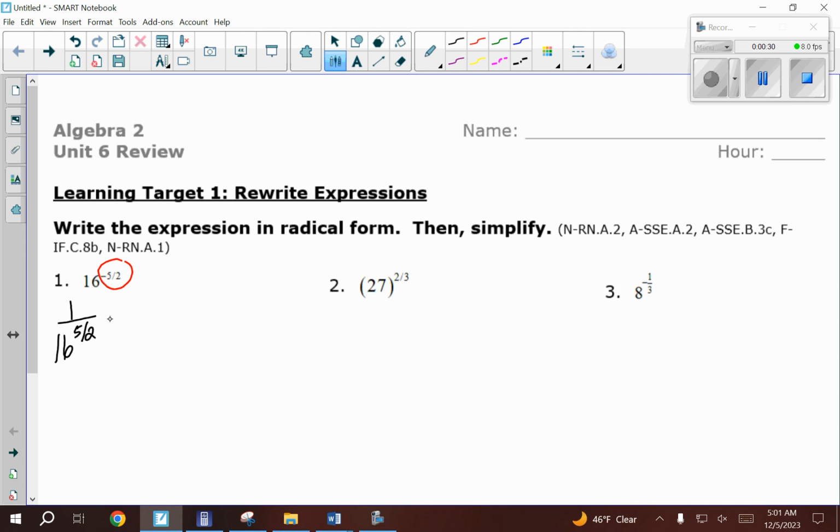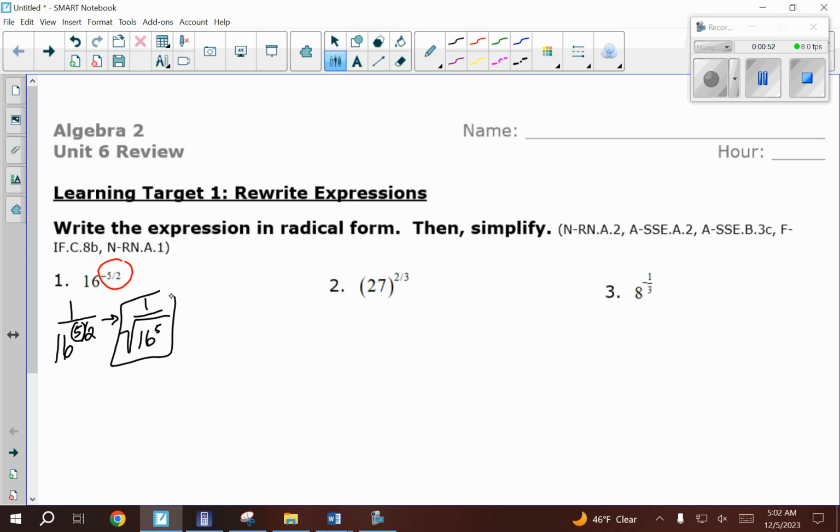Now, the way this works when we convert it into the radical is we want to take the bottom number and make that the index of the radical. We don't have to put the 2 because when it's blank right here, that automatically means it's a 2. The 5 becomes the exponent on the 16, so this is 1 over the square root of 16 to the 5th power. So that's the answer to the first part.